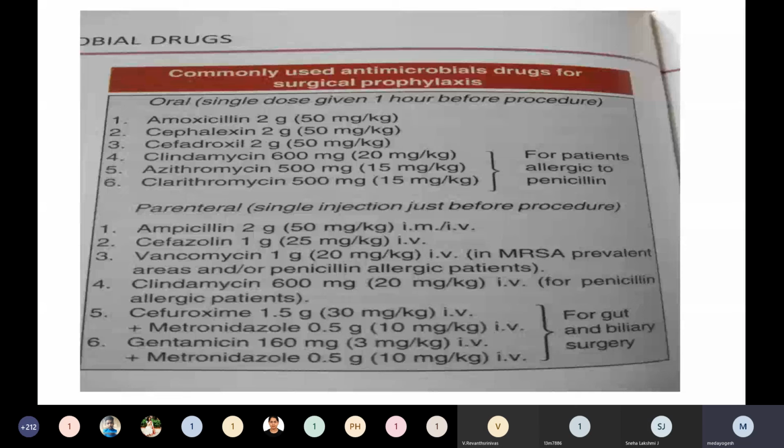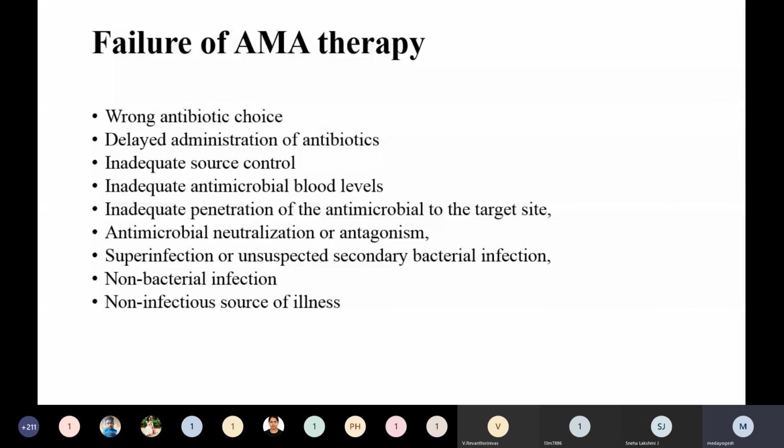Oral single dose given 1 hour before the procedure: amoxicillin, cephalexin, cefadroxil, clindamycin. Whereas parenterally we go for ampicillin, cefazolin, vancomycin, clindamycin, cefuroxime with metronidazole, and gentamicin with metronidazole. So you have to read about surgical prophylaxis. This is again your 5 marker short note.